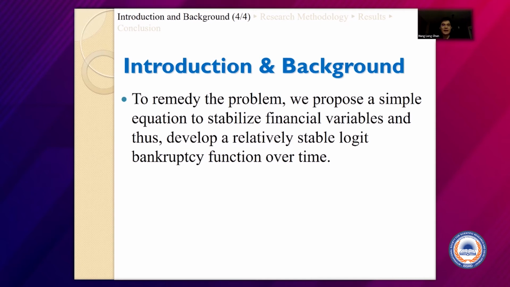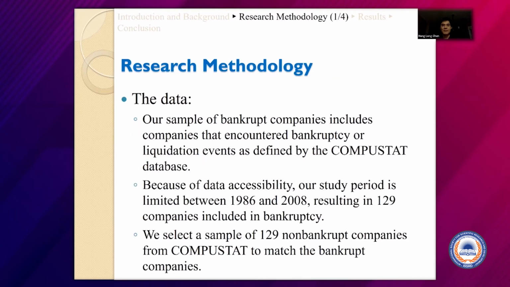Research methodology, the data. Our sample of bankrupt companies includes companies that encounter bankruptcy or liquidation events as defined by the CompuStat database. Because of data accessibility, our study period is limited to between 1986 and 2008, resulting in 129 companies included in bankruptcy. We select a sample of 129 non-bankrupt companies from CompuStat to match the bankrupt companies.